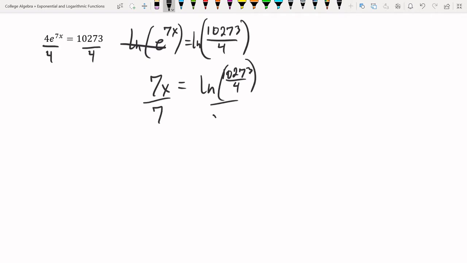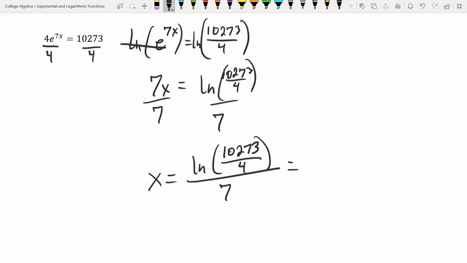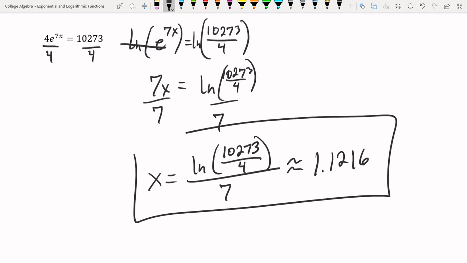And we can divide by 7, giving us x equal to the natural log of 10^273 over 4, divided by 7. Let's put that in a calculator and see what we get. 10^273 over 4 gives me approximately 1.1216. We'll just round to 4 decimal places. So that's what we're looking at for our answer.